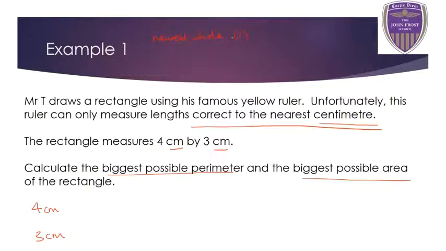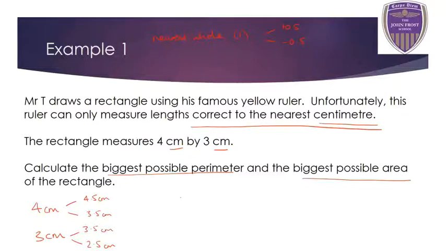Because this has been rounded to the nearest one, we do half of 1, which is 0.5. So for the upper bounds, you would add on 0.5. For the lower bounds, you would subtract 0.5. So that means the upper bound for this 4, the biggest possible value, is 4.5, and the smallest possible value is 3.5. And the same thing for this one: the biggest possible value is 3.5 and the smallest possible value is 2.5.